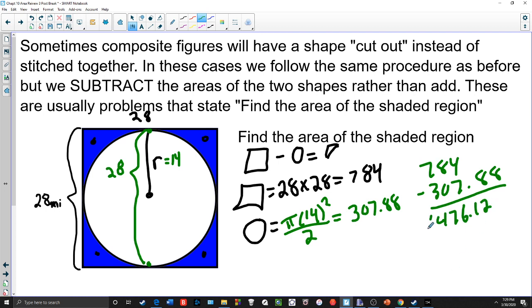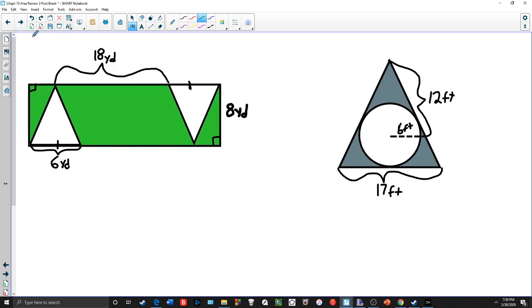476.12. Let me try that again. 476.12. There we go. So again, if they want you to find the shaded region of something, it's usually going to be a subtraction. If they want you to just find the area of the shape, it's usually going to be addition. Just for future reference here, some more subtraction problems.